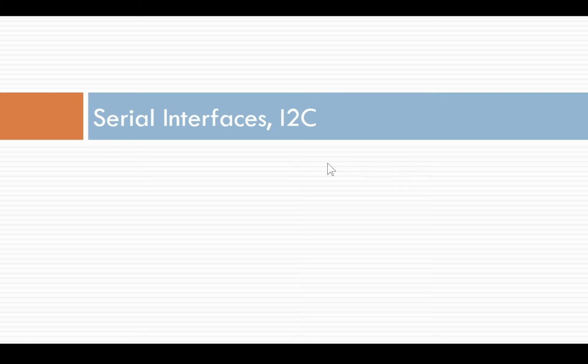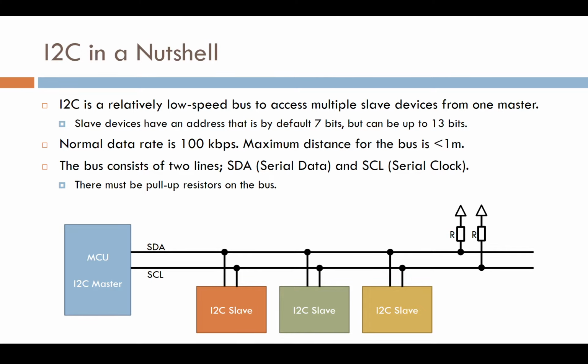By default, it's 7 bits, but the extended address range is up to 13 bits on one single data bus consisting of 2 lines. Then the normal data rate is 100 kilobits per second, maximum distance less than 1 meter. So within one printed circuit board or between two circuit boards which are very close to each other. This 1 meter is actually limiting it.